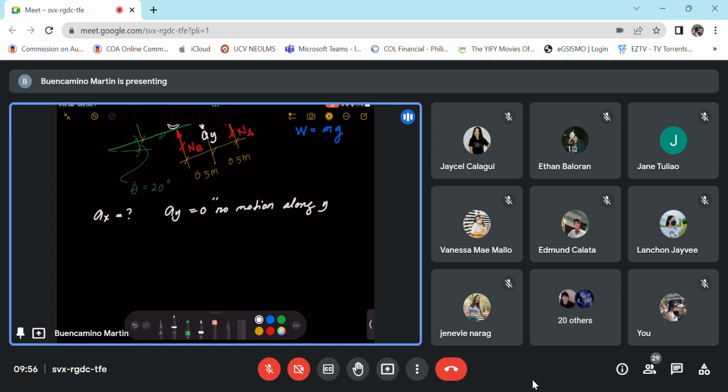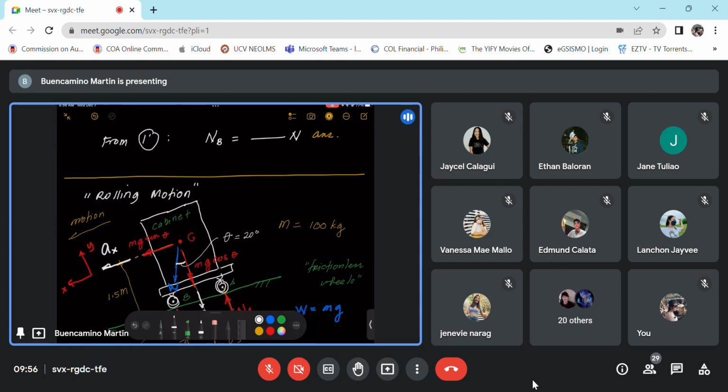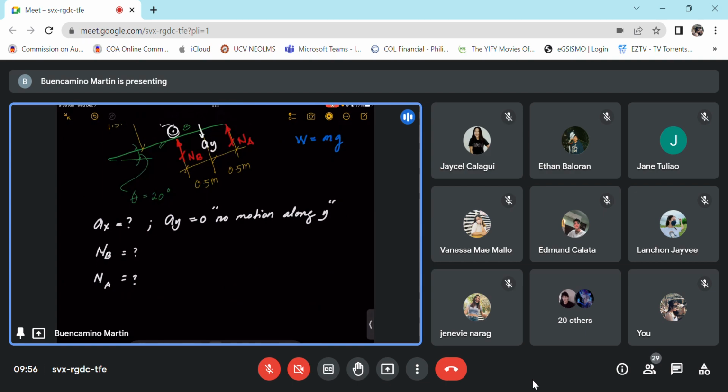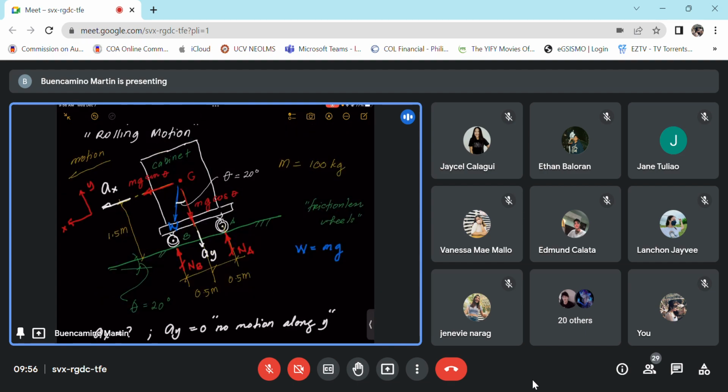Okay. No motion along Y, and we're also going to solve for the normal reaction NBY. Plus, this is still translation, but we are dealing with rolling motion, and then friction forces are also 0. So this is not the complete free body diagram of the cart.